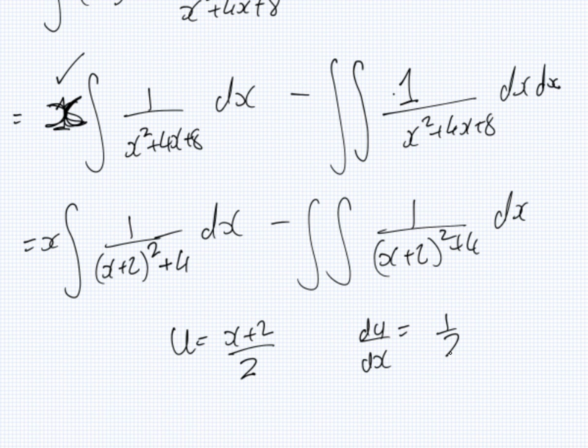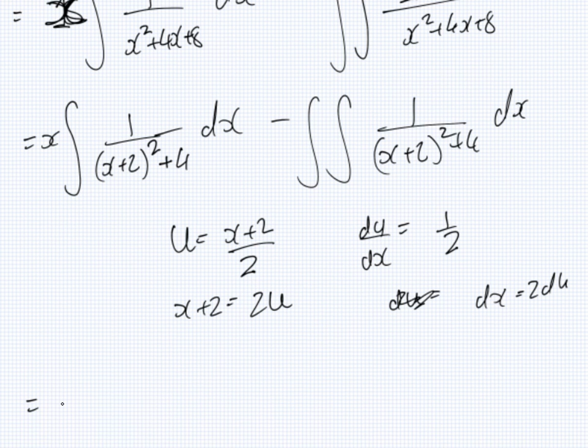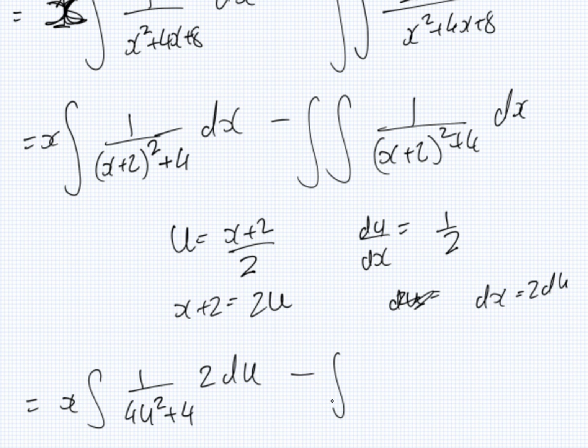Du dx equals 1 over 2. What does x plus 2 equal? 2u. And what does dx equal? Oh, sorry, I mean to say, what does dx equal? 2 du. So this problem now becomes x integrate 1 over 4u squared plus 4 times 2 du minus integrate 1 over 4u squared plus 4 times 2 du.